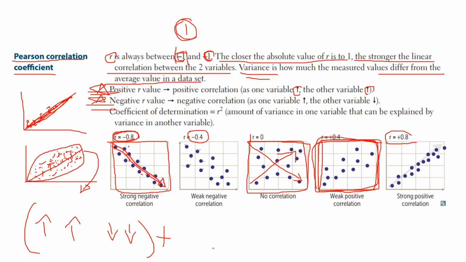With negative r, they have to go the opposite direction. So for example, if one goes up, the other has to go down. If one goes down, the other has to go up. So this is a negative correlation. In other words, they go the opposite direction.